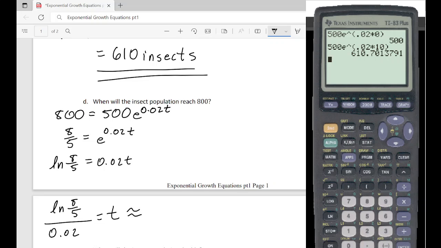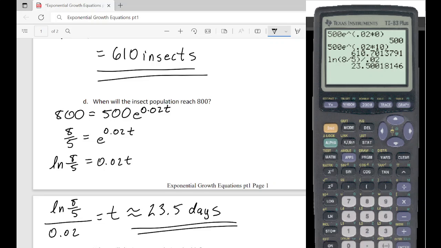But I need to know the time, so let's put it in our calculator and find out. So ln(8/5), make sure to close parentheses, divided by 0.02 is going to give us 23.5. So time here again is measured in days, so 23.5 days.